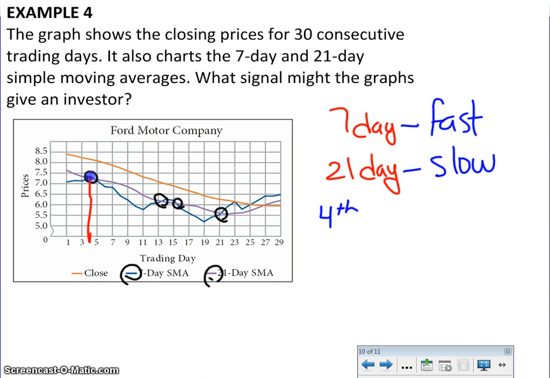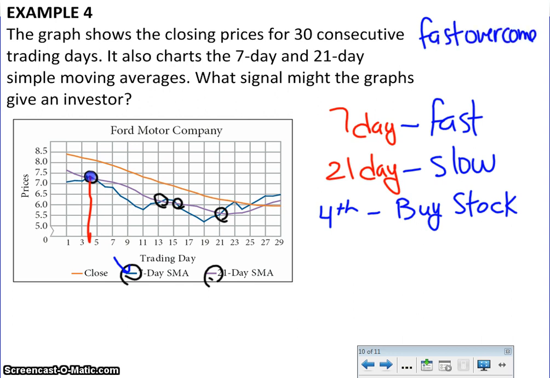And when a fast mover, which here is the blue one, overtakes a slow mover, it's an indicator to an investor that they should buy stock. So when fast overcomes slow, buy. But when slow overcomes fast, we sell.